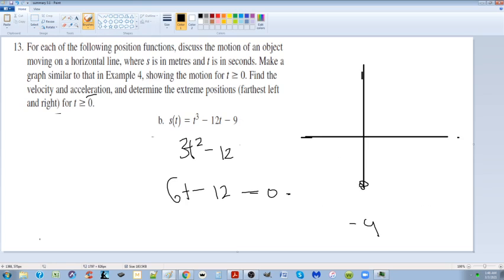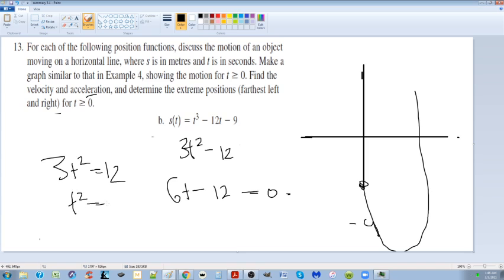So at least I now know it's heading this way. It hits a bottom and goes out. So the bottom is going to be when this is equal to 0. So 3t squared is equal to 12. T squared is equal to 4, when t is plus or minus 2. So 2 there and 2 there. There we go. Then you can figure out the peak.